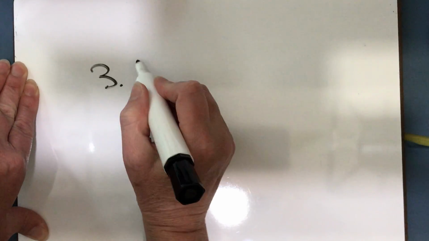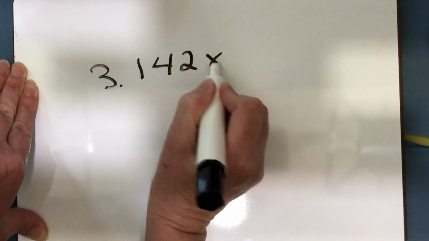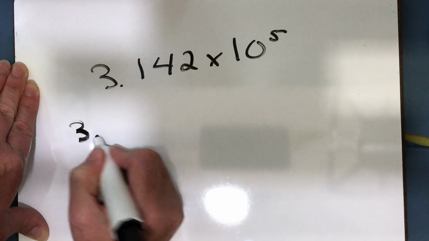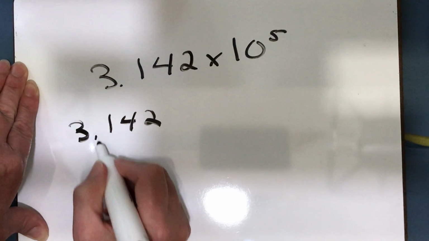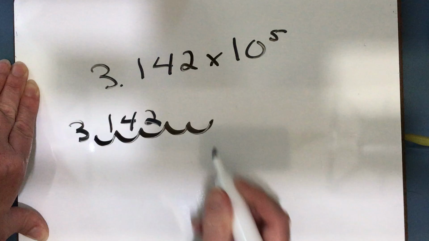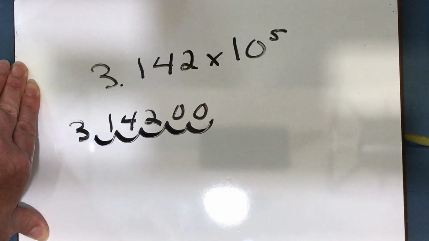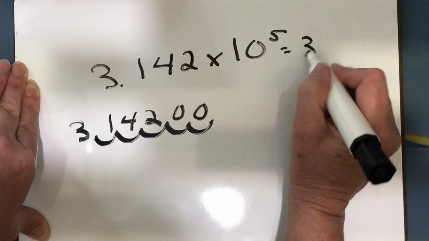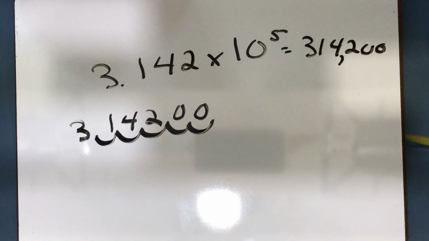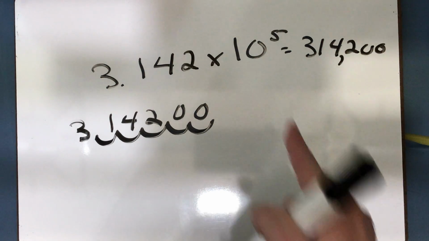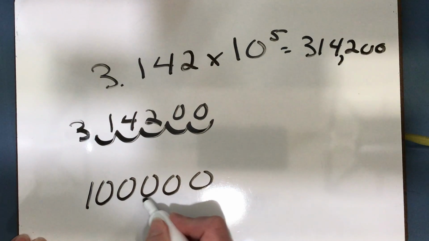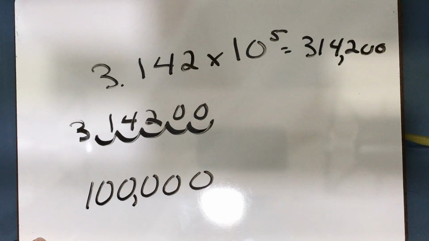3 142 thousandths times 10 to the 5th. That means I need to move my decimal point 5 places to the right. So here's 1, 2, 3, 4, 5. So I have to put zeros right here. So when I write that, 314,200. Because remember, 10 to the 5th, I have to have 5 zeros after that. So that means I multiplied by 100,000.